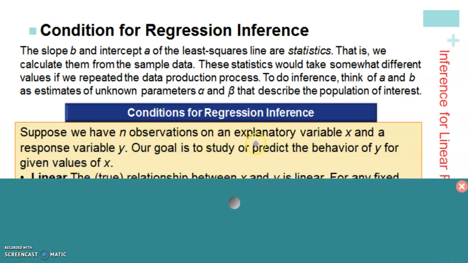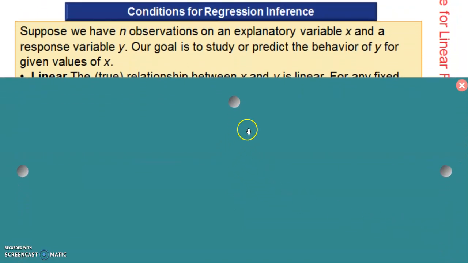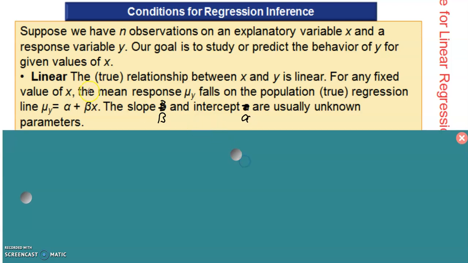Now, conditions for regression. Suppose we have n observations of an explanatory variable x and a response variable y, and we want to study or predict the behavior of y for given values of x. The conditions are not our normal 3 conditions. We actually have 5 conditions here. There is the linear condition. That means the true relationship for x and y is linear. So for any fixed value of x, there's some response where the average response falls on the regression line. The slope beta and the intercept alpha are usually unknown parameters.